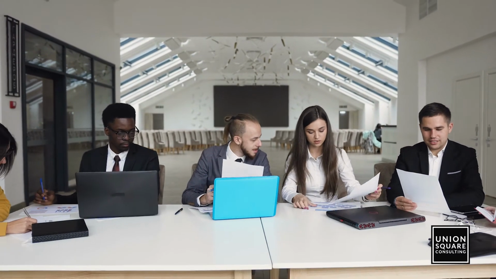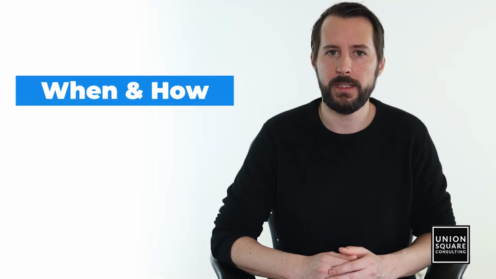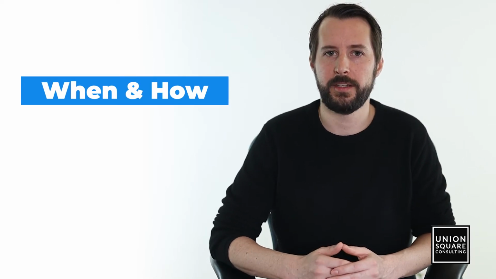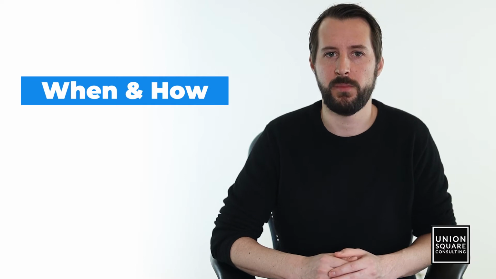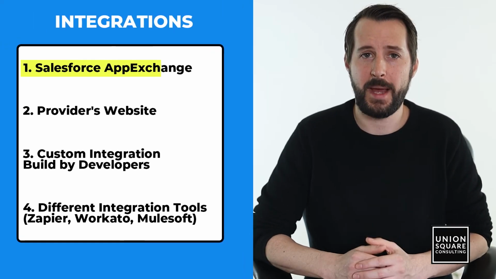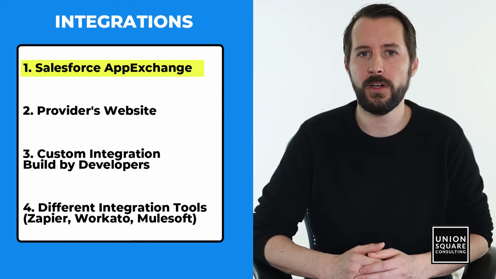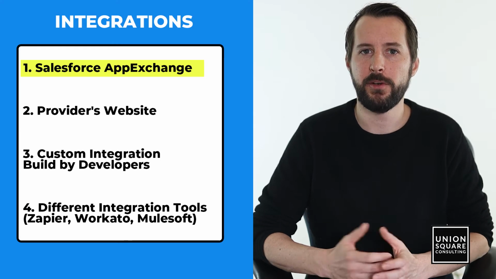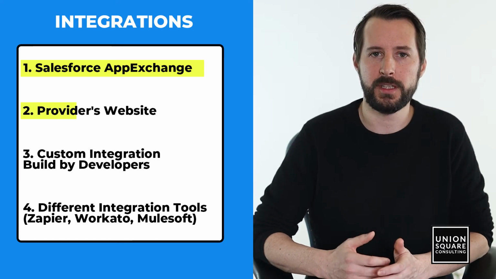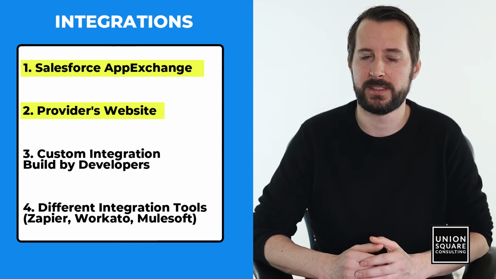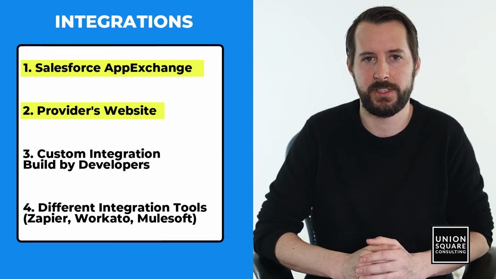Now, before we go too far on additional tools, we need to talk about when and how you can integrate them. I went over this in detail in another video, so check that out if you want to see more. But in summary, you have four basic options. The Salesforce AppExchange is always the first place we look to see if the system we want to integrate already has a pre-built integration. If we don't find anything there, we can look at the provider's website, as many of these systems will have integrations with Salesforce that sit inside their tool rather than inside of Salesforce.